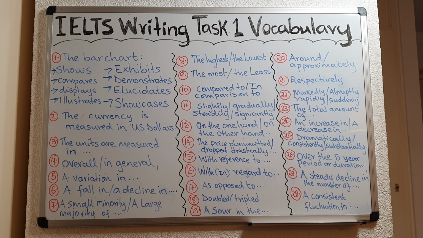Now, number 4, overall, in general. This is when you begin to write your task 1, the very first paragraph. You want to give the impression that you're comparing the information that you have been given, so you use overall or in general. Overall and in general mean exactly the same, so you can begin with either one.